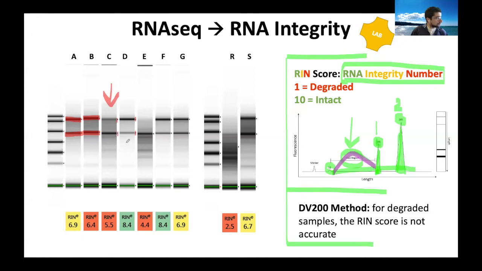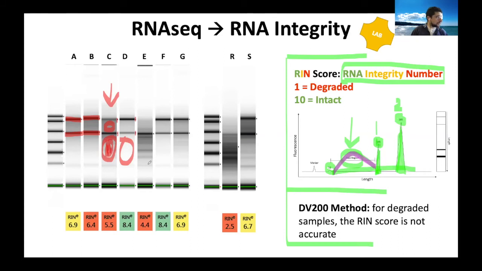And what else do you notice? This area right here is much darker than the area right here. Guess what this area is? It's the fast region. So basically the degraded 20S is running now here and here in the fast region, and it's very different from sample D, which has a very high RIN score.